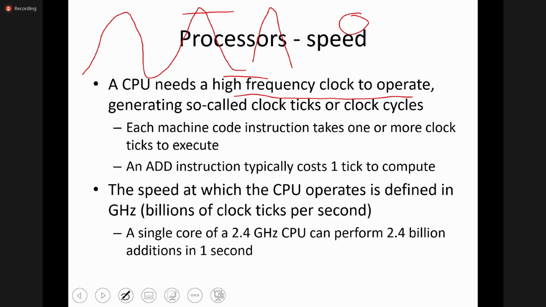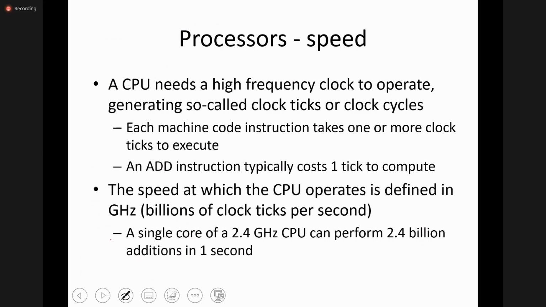We use the hertz to measure the speed of the processors. So keep in your mind that if we are talking about speed, 1 giga, 2 giga, 16 giga, 32 giga, whatever, we are mentioning gigahertz. For example, a 2.4 gigahertz CPU can perform 2.4 billion additions in 1 second. This is the speed of the processor.